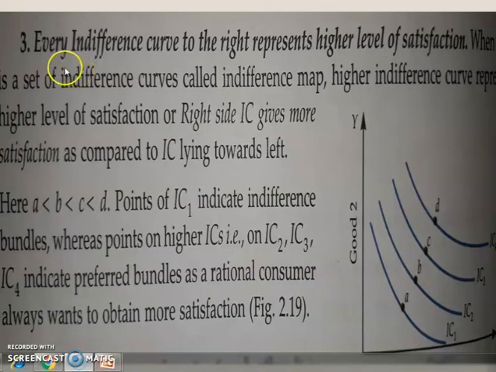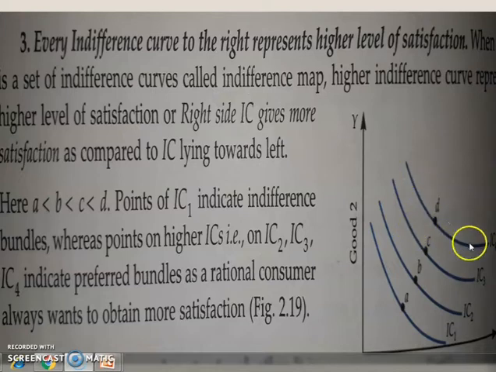Property: every indifference curve to the right represents a higher level of satisfaction. A set of indifference curves is called an indifference map. So here is the indifference curve map. A set of indifference curves is known as an indifference map. Then a higher indifference curve represents a higher level of satisfaction.